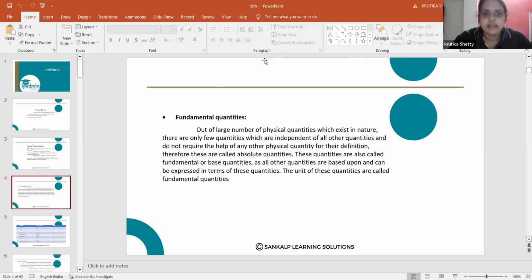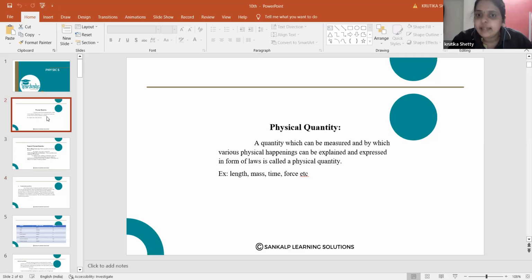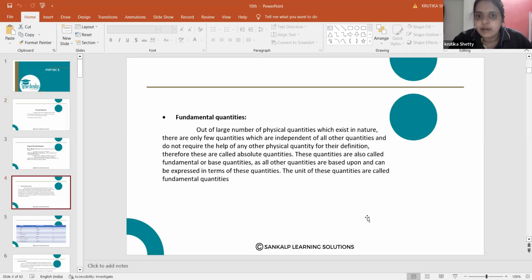So the next is fundamental quantities. Just now, in the beginning, we discussed physical quantities. What is a physical quantity? Something which you can express, explain, and measure is called a physical quantity. What is a fundamental quantity? We have two types of quantities: one is called a fundamental quantity and the other is called a derived quantity.